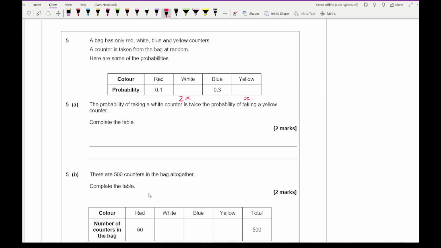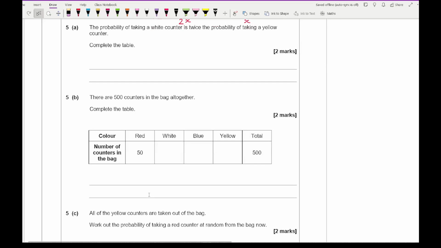So what we've got is 3x plus, and if I add these two numbers together, I get 0.4, equals 1. And again, all I've done is just added up 0.1 plus 2x plus 0.3 plus x. Then if I solve this, I get 3x equals 0.6 and then x equals 0.2. So if x equals 0.2, then the probability of getting a yellow is going to be 0.2 and the probability of getting a white is going to be 0.4.